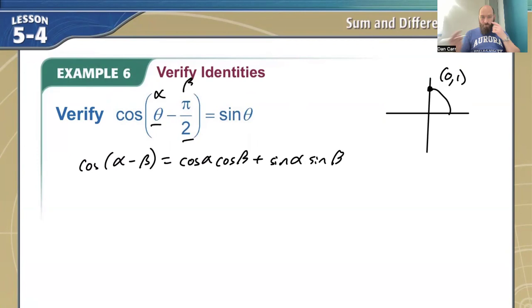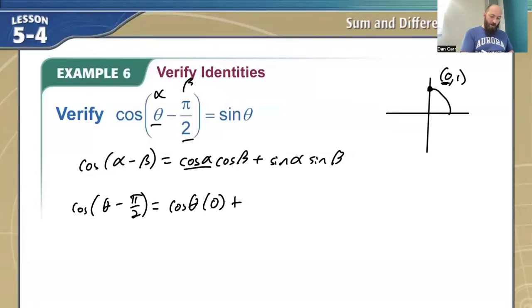And then beta is pi over 2. So the cosine of theta minus pi over 2 is going to equal the cosine of alpha, and in this case alpha is just theta. So I'm just going to leave that as cosine theta times the cosine of beta. The cosine of beta is 0, so that's going to be multiplied by 0 here.